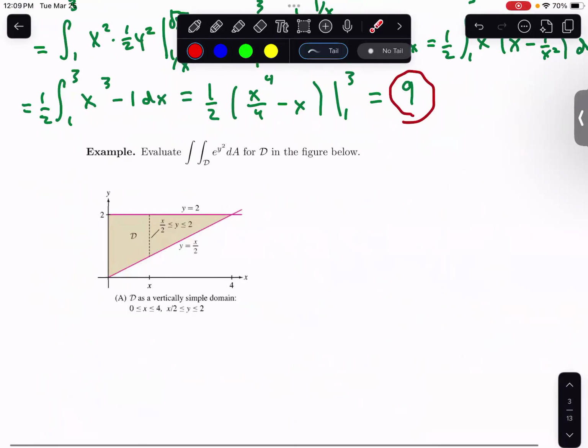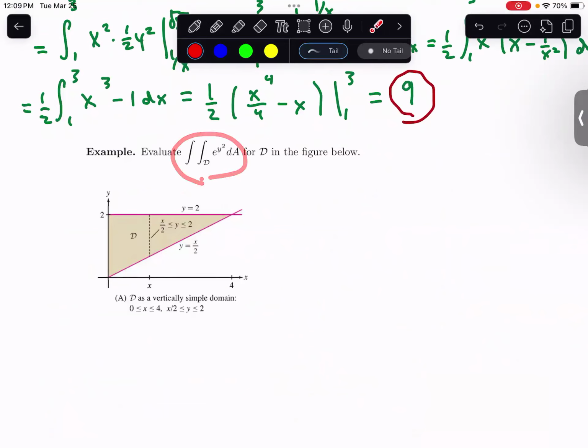And so we're going to want to make a reinterpretation of what we're doing. So we want to do this double integral of e to the y squared. And the main observation is you could note that this is vertically simple, right? The lower bound is always given by y equals x over 2. And the upper bound is always given by y equals 2, right? So this is vertically simple because no matter where you start at the bottom, the lower bound is the same and the upper bound is the same. So you can always draw these vertical lines from the bottom to the top.